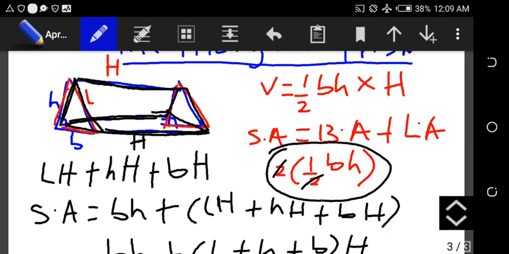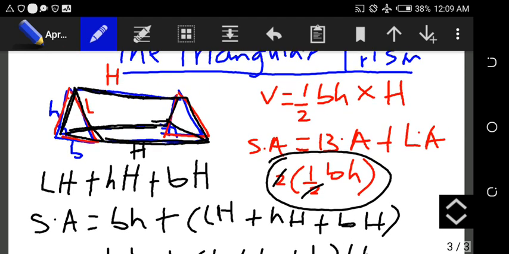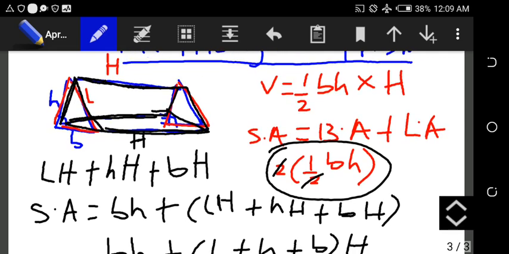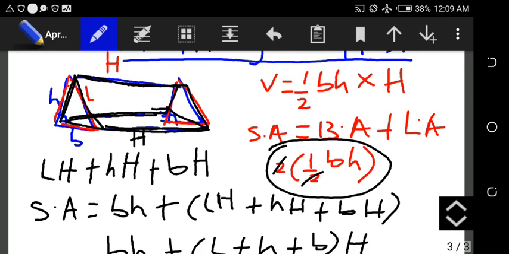We have the volume to be the half base times height times the H, and don't forget that the small letter h stands for the height of the triangle, while the capital letter H stands for the actual height of the triangular prism.